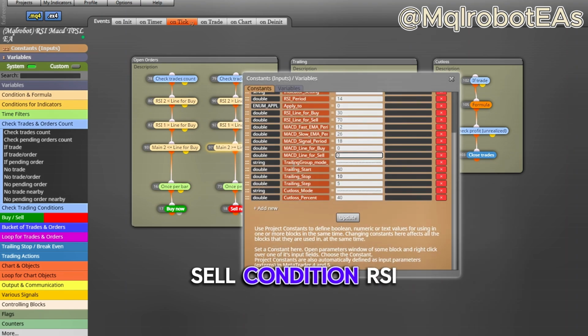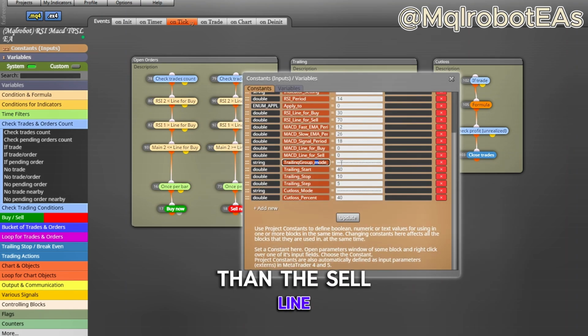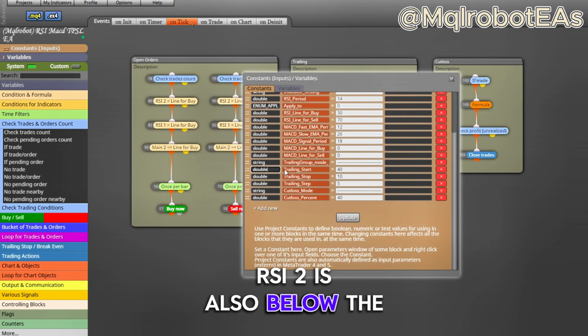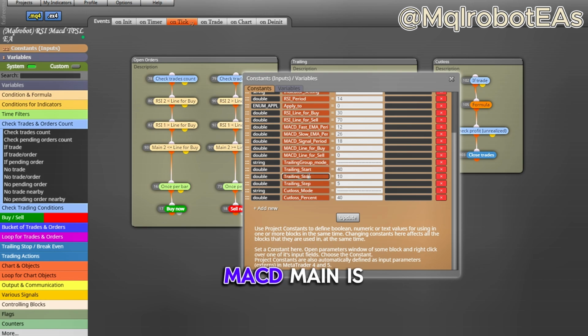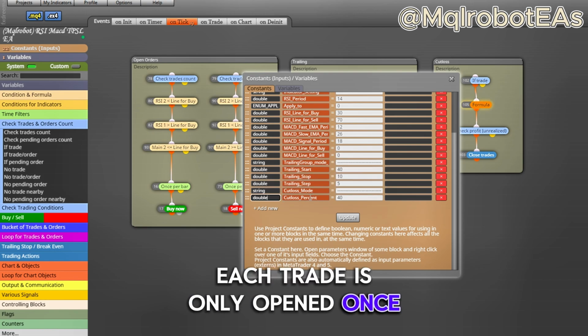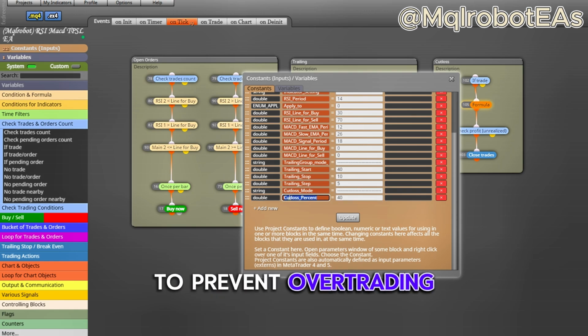Sell condition: RSI 1 is less than the sell line. RSI 2 is also below the sell line. MACD main is below the signal line. Each trade is only opened once per bar to prevent overtrading.